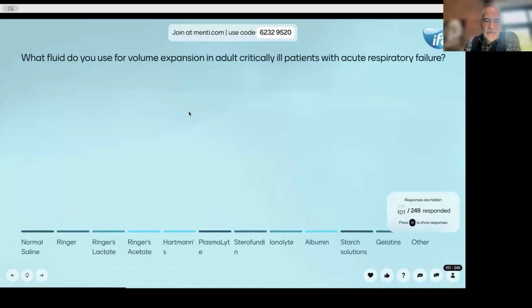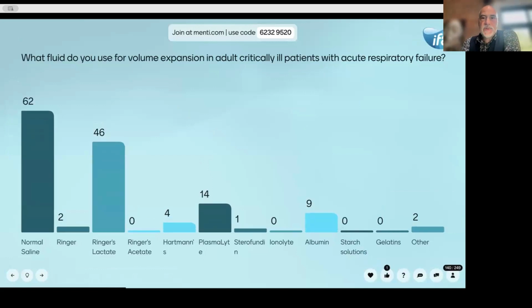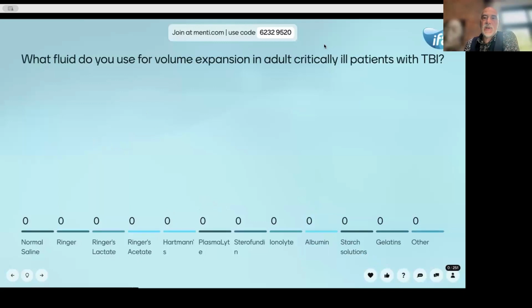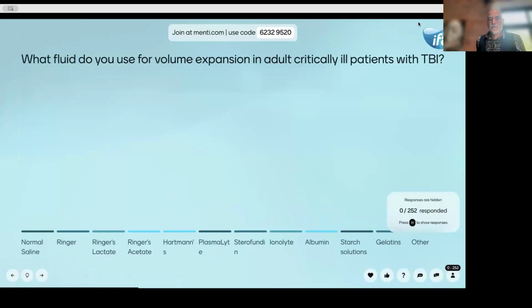So I think it's always the same choice and options. Okay, so here I think we see a little bit more of albumin, and we can discuss whether it's albumin 4%, 5%, 20%. Okay, we move on to the next patient category, and now we have critically ill patients with traumatic brain injury.